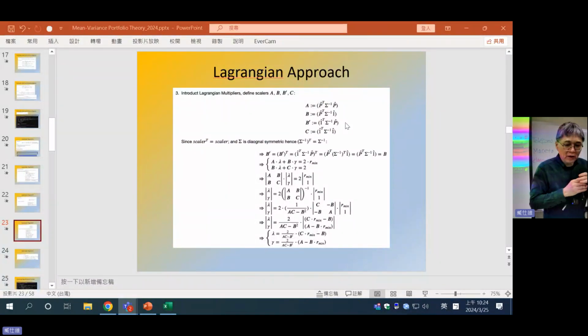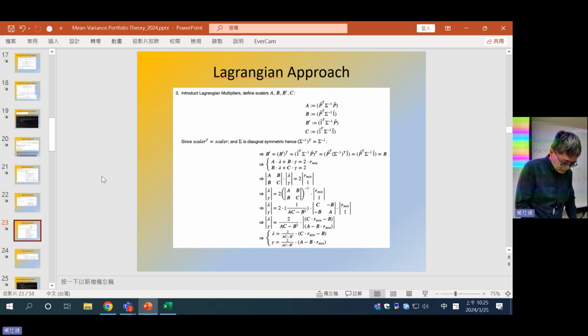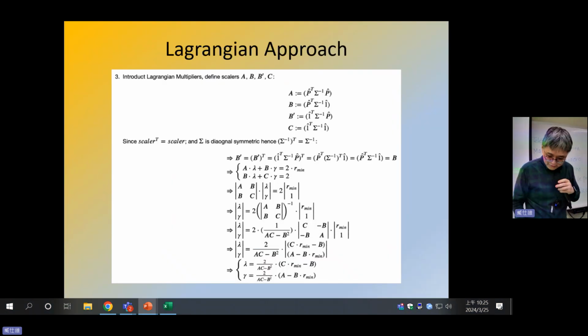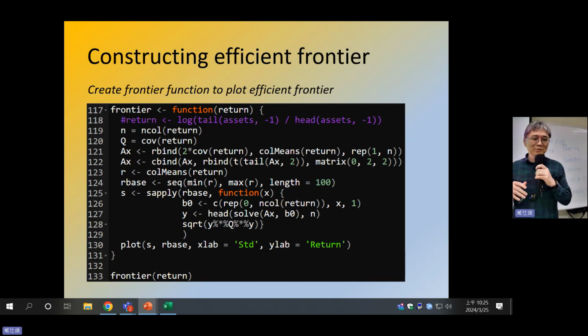Okay, so let me finish these slides as soon as possible. Let's skip this part because of so many equations. I don't like it either. But here it will be more important, constructing the efficient frontier.